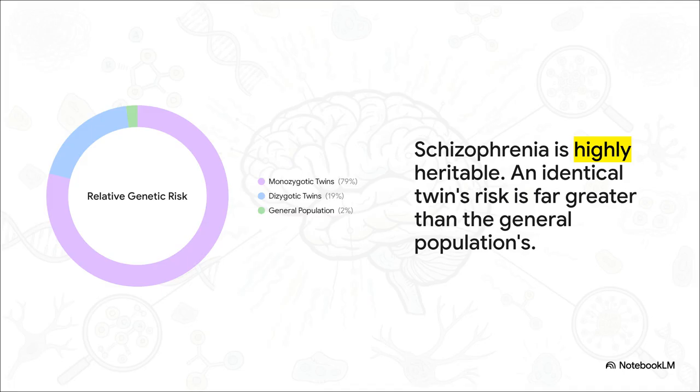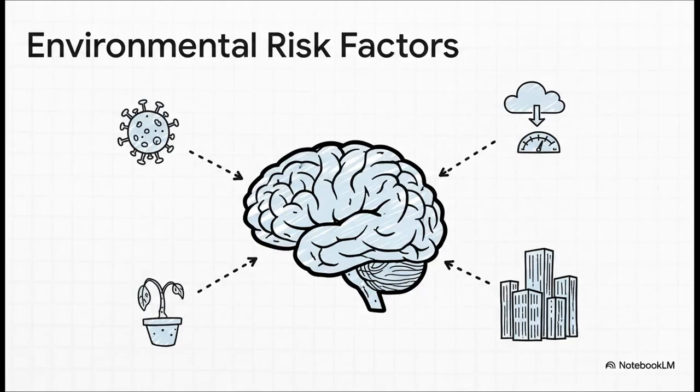So what does that mean? It means your genes can load the gun, for sure, but they don't necessarily pull the trigger. So what does pull the trigger? Well, that's where the environment comes in. We're talking about things that happen even before birth, like an infection or poor nutrition during pregnancy, or maybe complications during birth, like a lack of oxygen. Even something like growing up in a really dense urban environment can play a role. These things aren't just random life events. They are the potential triggers that can interact with those vulnerable genes and start to alter how the brain develops.